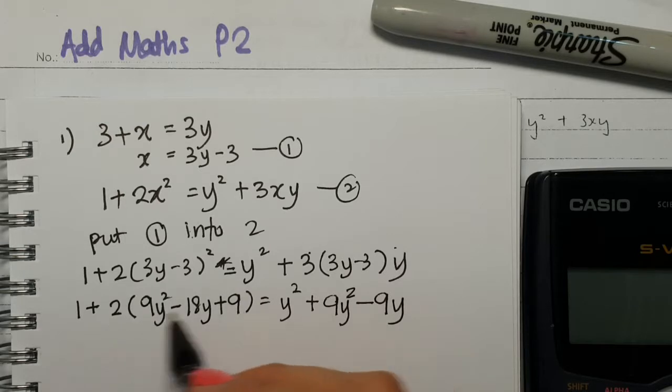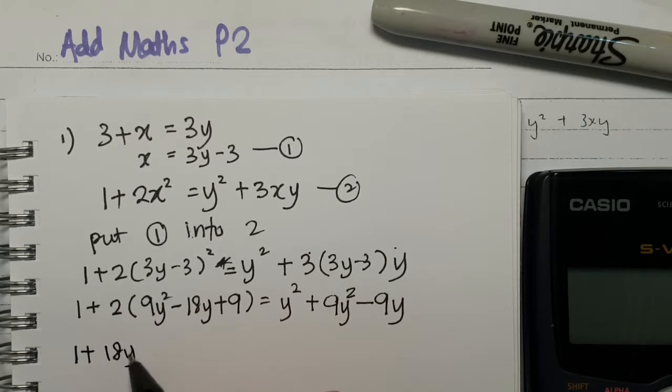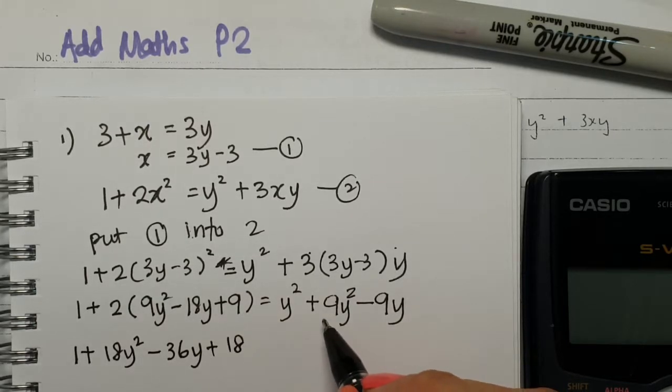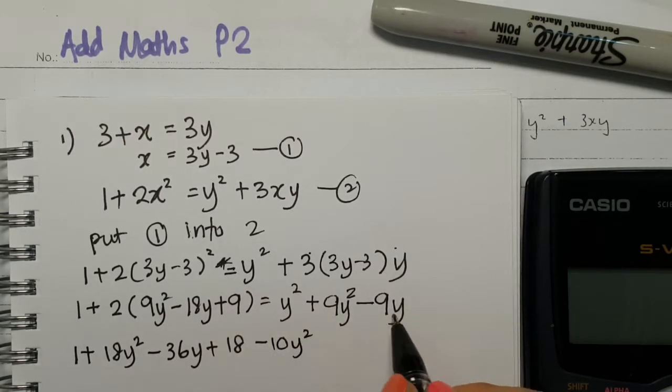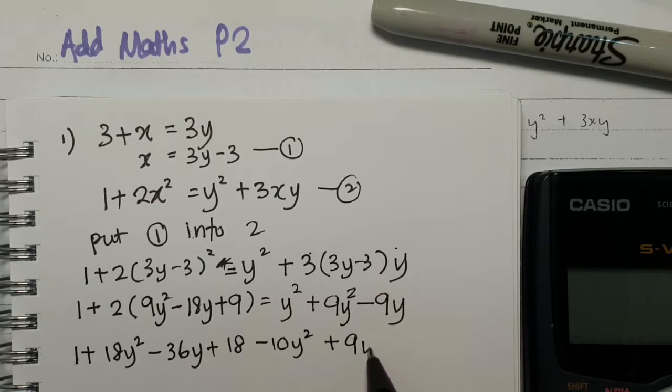So in this case, open up this side of the bracket, we will have 1 plus 18y squared minus 36y plus 18. And at the same time, I will bring the y squared plus 9y squared across to the other side. Because over here, we have total 10y squared. Over here, we will have total 18y squared. So it's wise to move the smaller y squared over to the left-hand side. So minus 10y squared and minus 9y bring across become plus 9y. So what is left behind is 0.